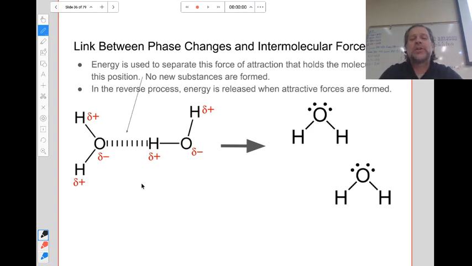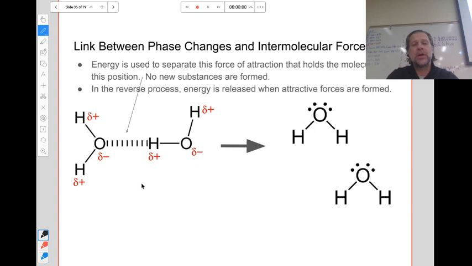The link between phase change and intermolecular force has to do with the fact that there is energy required to separate the force of attraction that holds molecules in these positions. And because there's no new substance formed, we are just simply separating them. That energy is put in to break those attractions. I don't want to call them forces or bonds. I want to call them attractions. You should be in the habit of calling the way that molecules are stuck together attractions, because if you call them forces and bonds on the AP exam, they will mark it wrong.